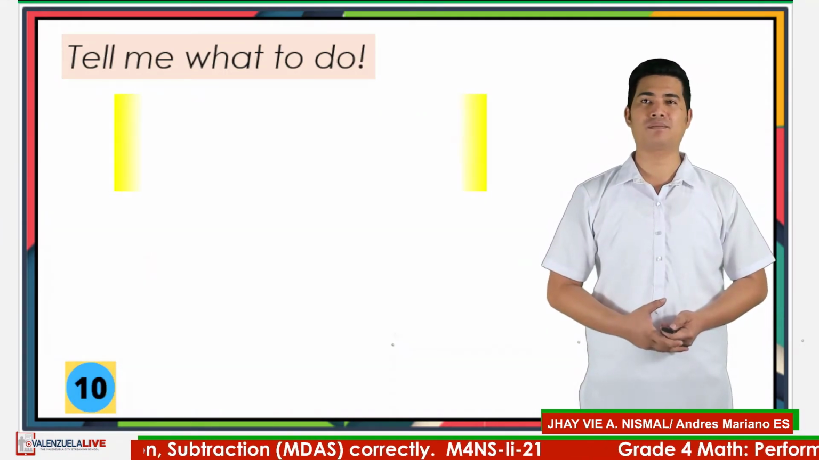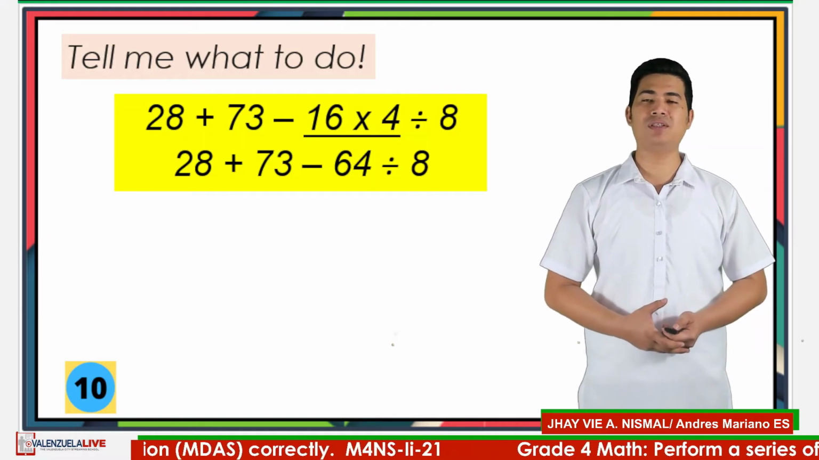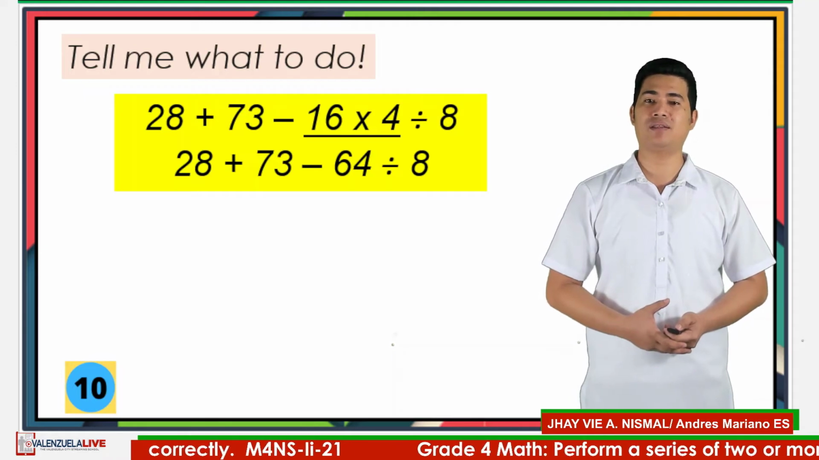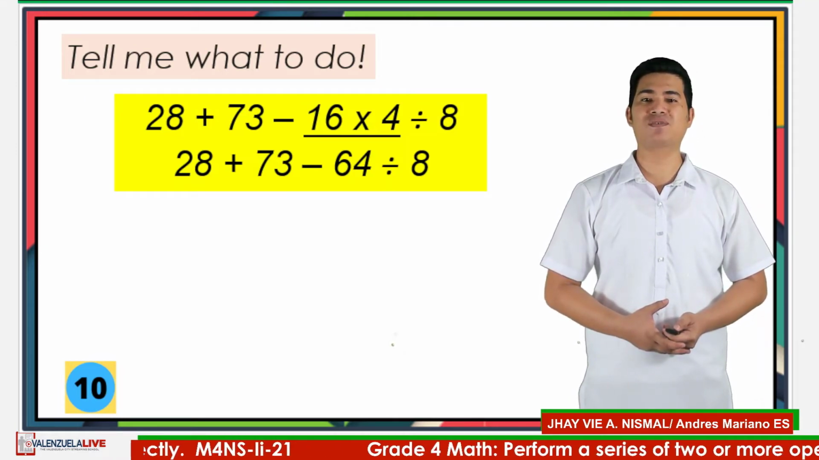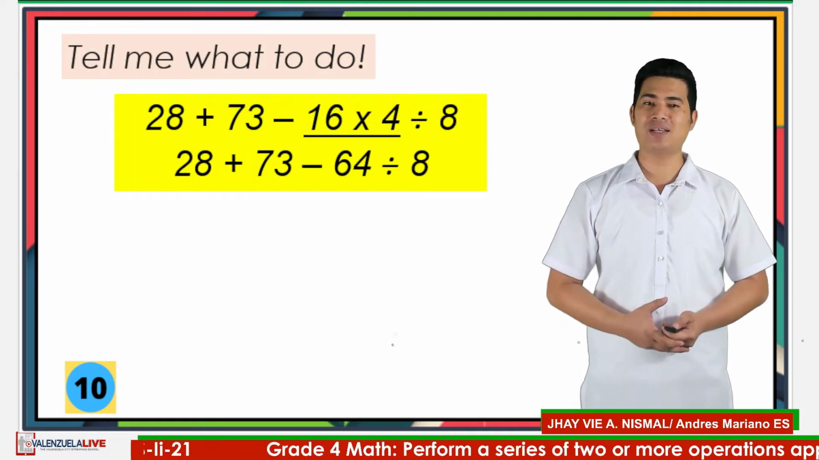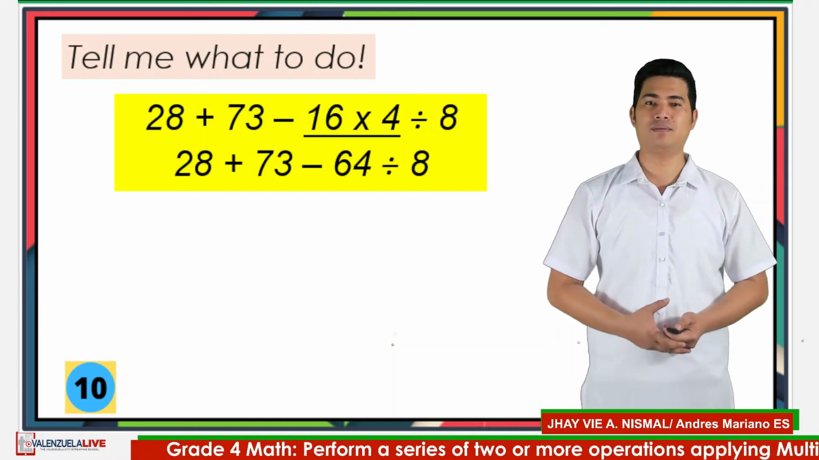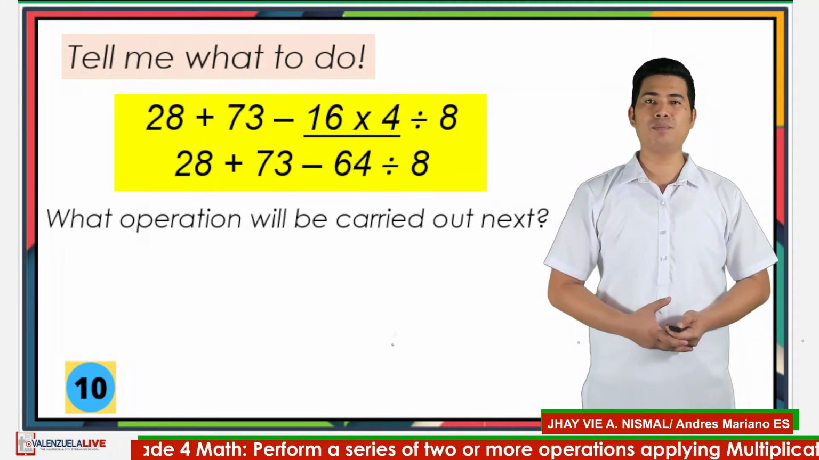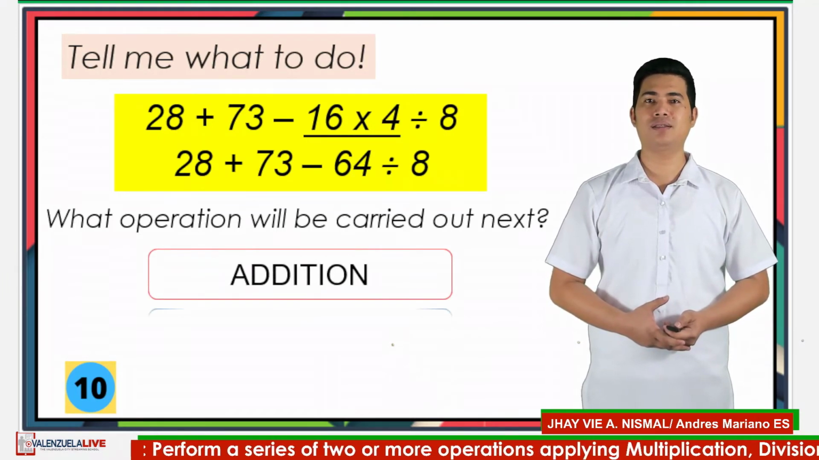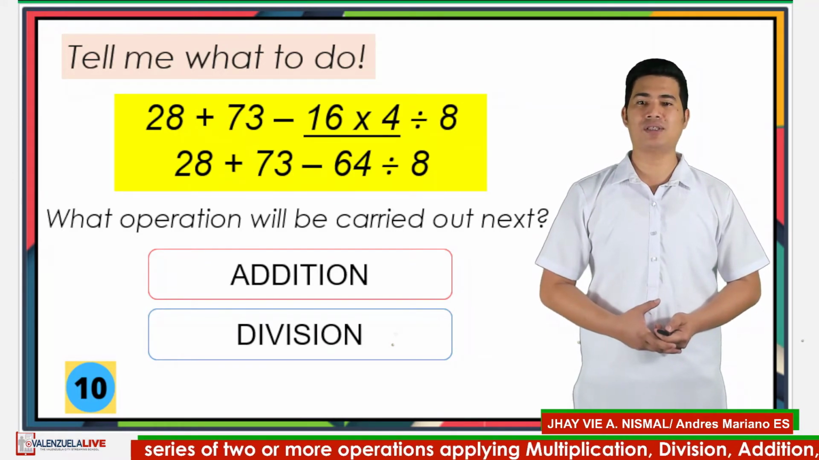Number 3. 28 plus 73 minus 16 times 4 divided by 8. Then we have 16 times 4 equals 64. So we have 28 plus 73 minus 64 divided by 8. What operation will be carried out next? Is it addition or division? Your timer starts now.